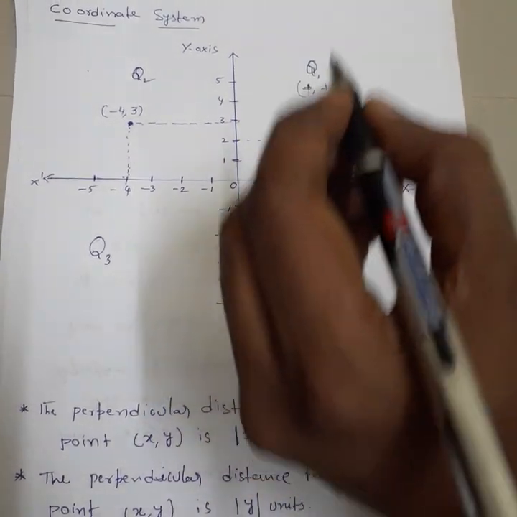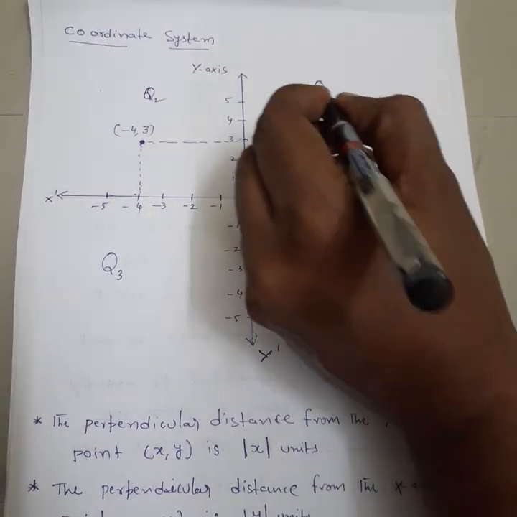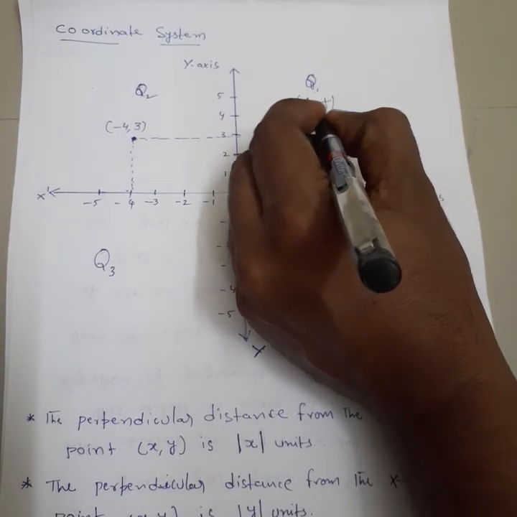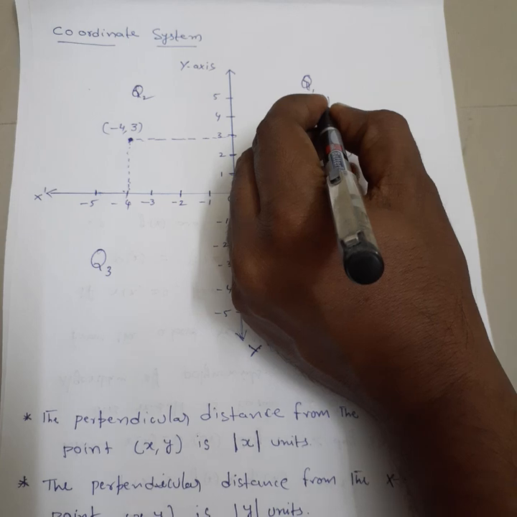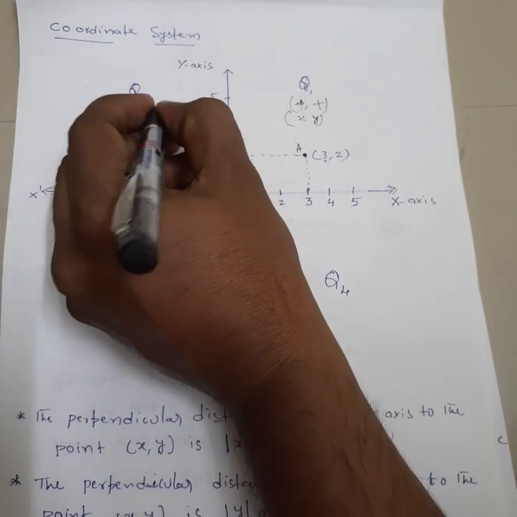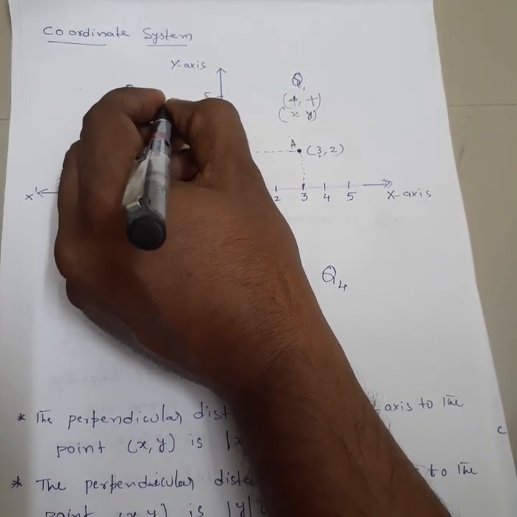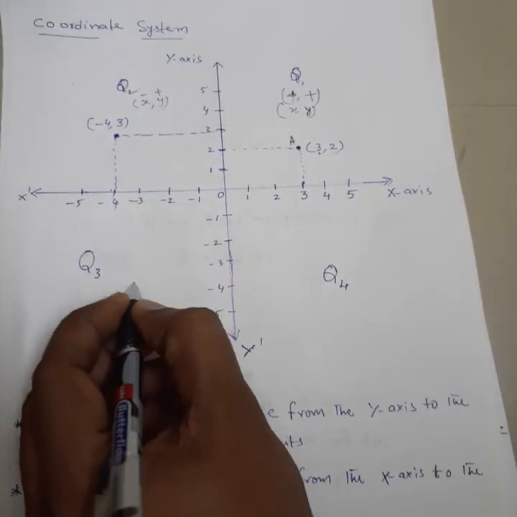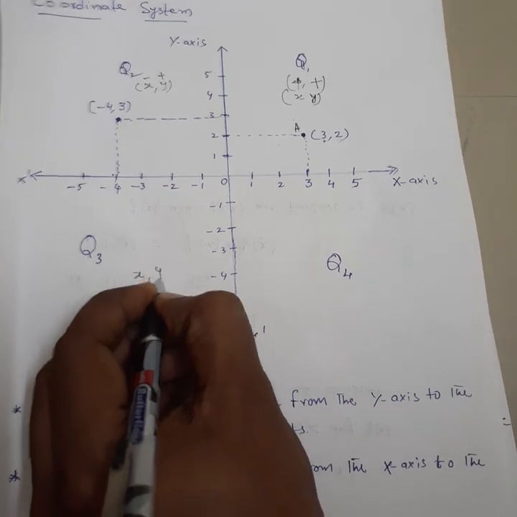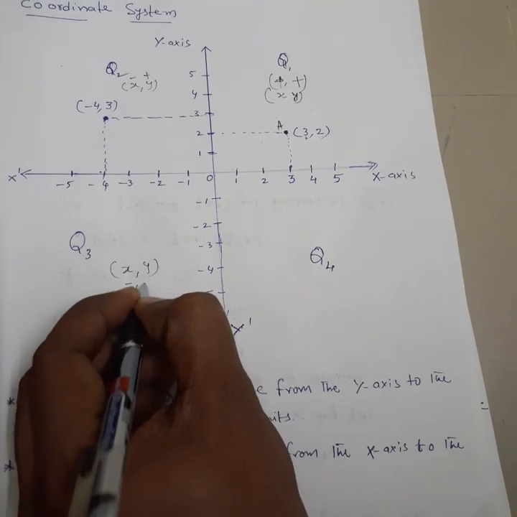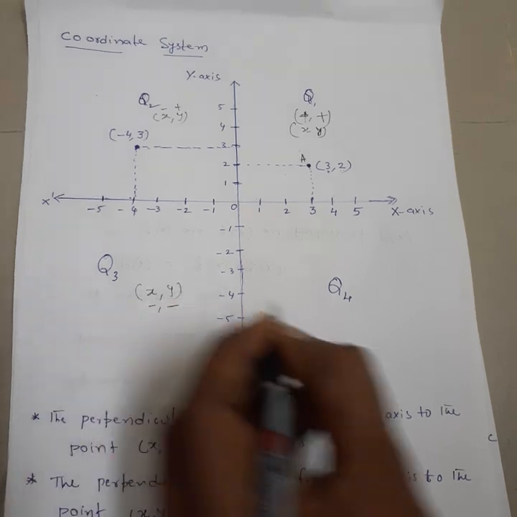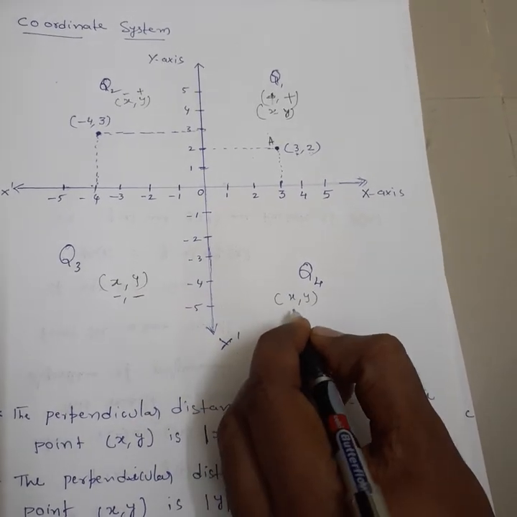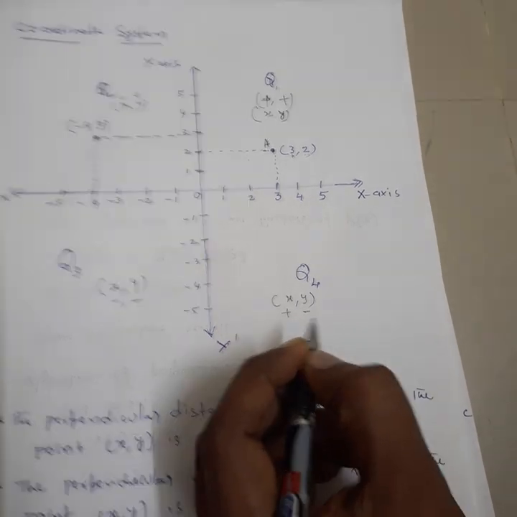Suppose we take any point (x, y). If (x, y) lies in the first quadrant, x is positive and y is also positive. In the second quadrant, x is negative and y is positive. If the point is located in the third quadrant, x is negative and y is also negative. In the fourth quadrant, if (x, y) lies in the fourth quadrant, x is positive and y is negative.